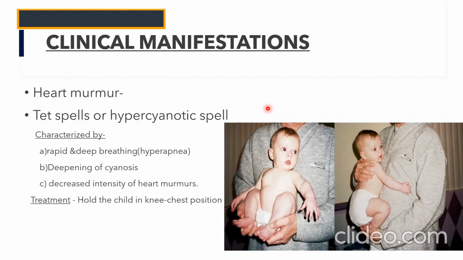Treatment for this is to hold the child in knee chest position. As we see in the image, after holding a child in knee chest position, there will be kinking of the femoral artery and femoral veins, which leads to a decrease in the pulmonary artery resistance and an increase in the systemic vascular resistance, which leads to blood entering the pulmonary artery and decreases the effects of the TET spells.